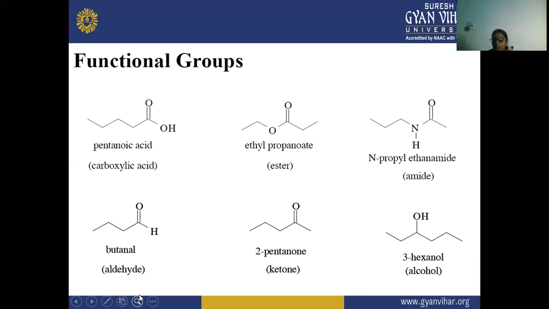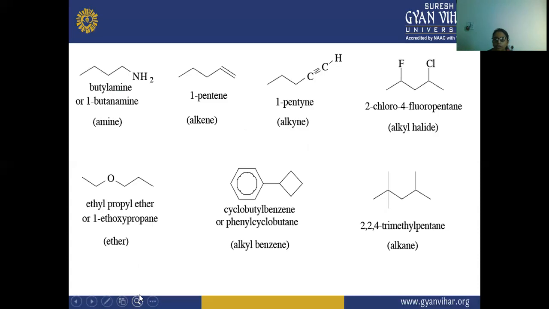Next is butanal, because it has the CHO functional group, that is, an aldehyde. Then the ketone and the hexanol. Next is the amine, which has only NH2, RNH2. Alkyne has the triple bond. Next is the alkyl halide, which has halogen groups attached to it, such as fluorine. Next is the ether, ROR. Its name is ethoxypropane. You can write ethyl propyl ether.